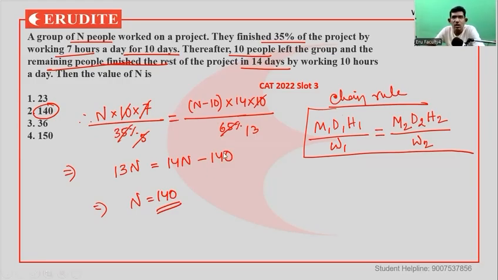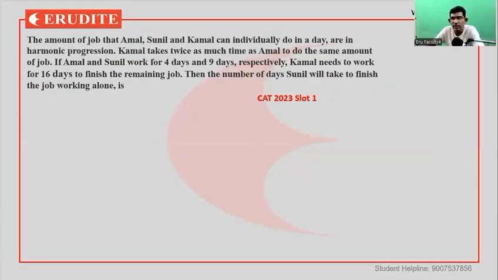Now let's take some examples of different efficiency questions, which are more common in CAT, and these questions can be framed in various ways. Let's take the first one, which is interesting in the sense it says the amount of job that Amal, Sunil, and Kamal can individually do in a day is in harmonic progression. So in this question, they have merged time and work with harmonic progression, or HP as we say.